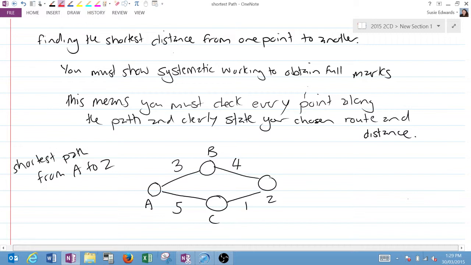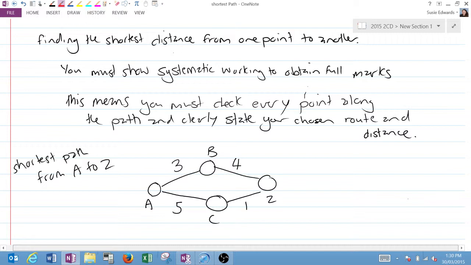What I mean by systematic working is you guys should be able to pretty quickly right now tell me what the shortest path is. What would the shortest path be? Luke? A, C, Z. Okay? That's the shortest path.